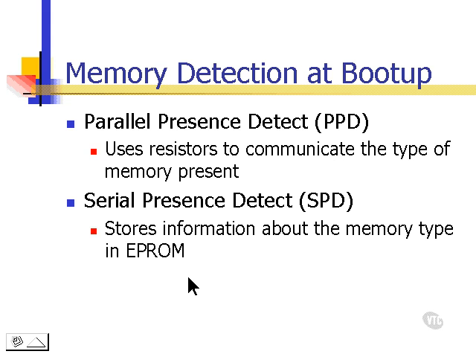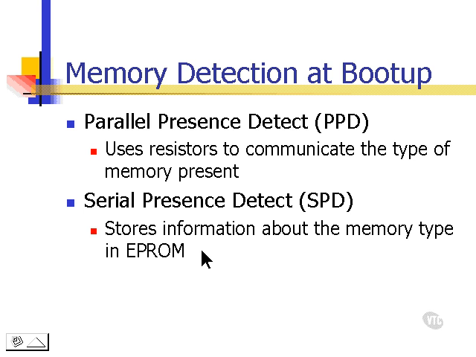In order for an operating system to be able to work with memory, the memory has to be detected in the first place. Depending on what kind of equipment we have, memory will either be detected by a parallel presence detect, or PPD, which uses resistors to communicate the type of memory present, or a serial presence detect, SPD, which stores the information about the memory type in an EEPROM, or electronically programmable read-only memory.